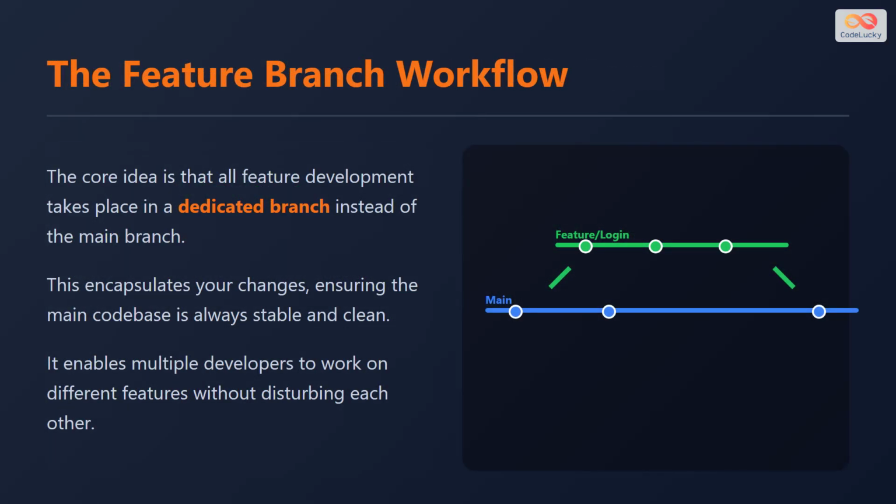To solve these problems, modern teams use the feature branch workflow. The core idea here is isolation. Instead of working directly on the main branch, you create a new, separate branch for every single feature or bug fix you work on. This keeps your changes encapsulated and ensures the main branch remains stable and clean at all times.